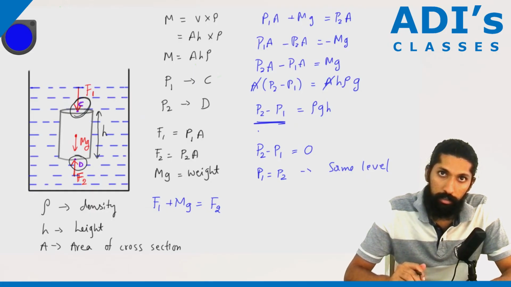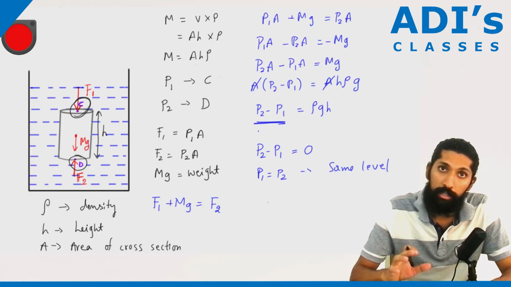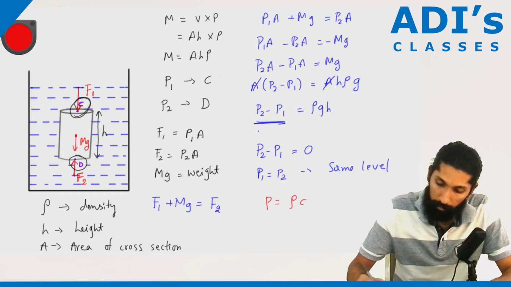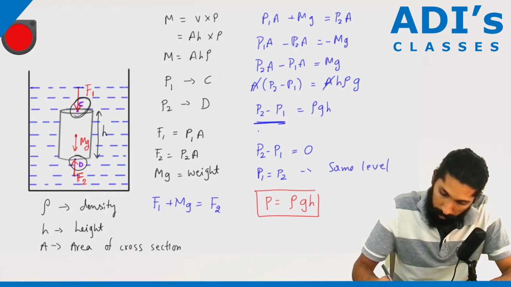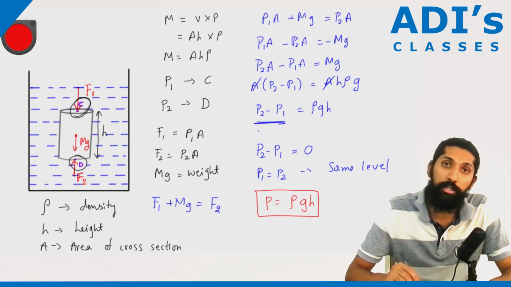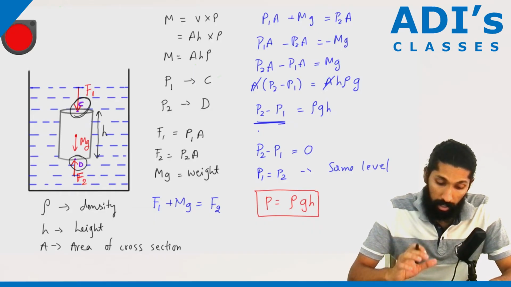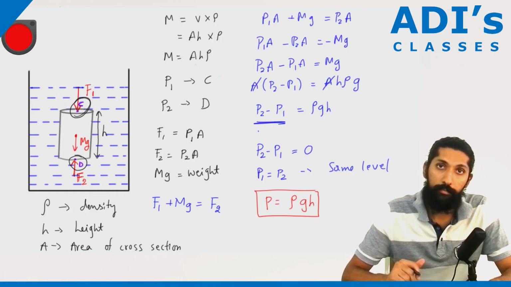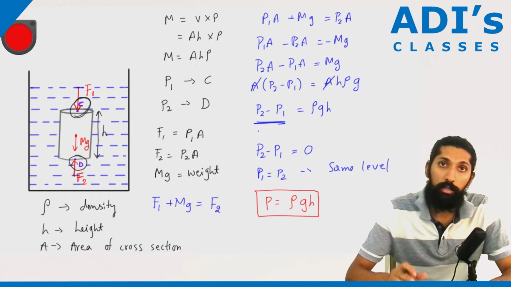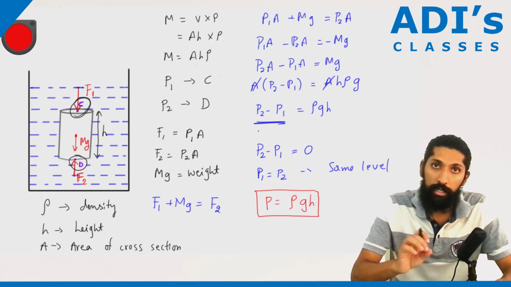Are you all clear with this? So to understand the pressure at a particular depth, we are going to use the formula P is equal to rho g h. This is the formula we generally use. Rho is the density, g is the acceleration due to gravity, and h is the height, or the depth you can call it. Understood? This is how we derive the formula to calculate the pressure at a particular depth.